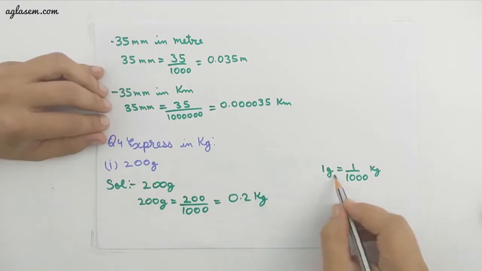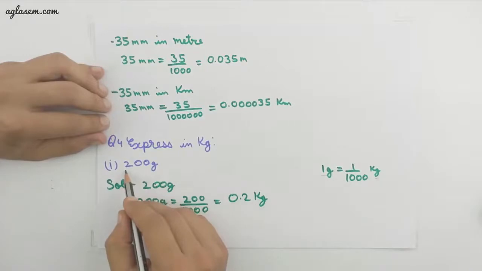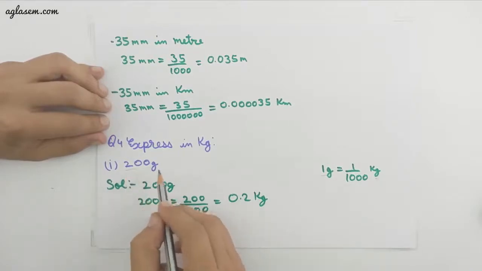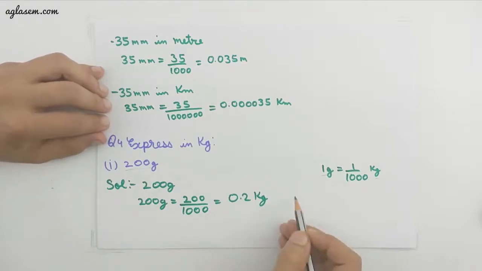Moving to the fourth question of this exercise, that is express in kilograms. Guys, 1 gram equals 1 upon 1000 kilograms. So the first part is 200 grams. 200 grams equals 200 upon 1000, that is 0.2 kg.